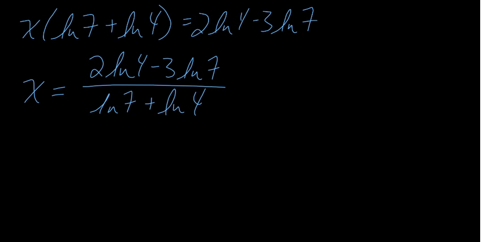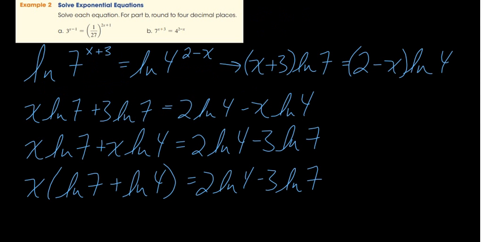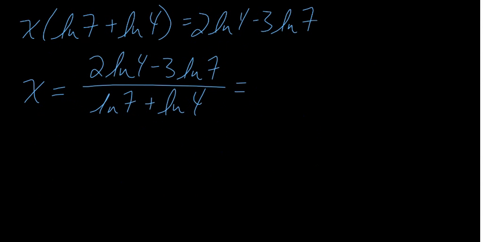Okay. And what is that number? Well, let's put it into our handy-dandy calculator, because it says for part B, round to 4 decimal places. So here we go, 4 decimal places. All right, so let's hope we don't screw this up. I'm going to put the numerator in parentheses. So it's going to be 2 natural log 4 minus 3 natural log 7, divided by the natural log of 7 plus the natural log of 4.